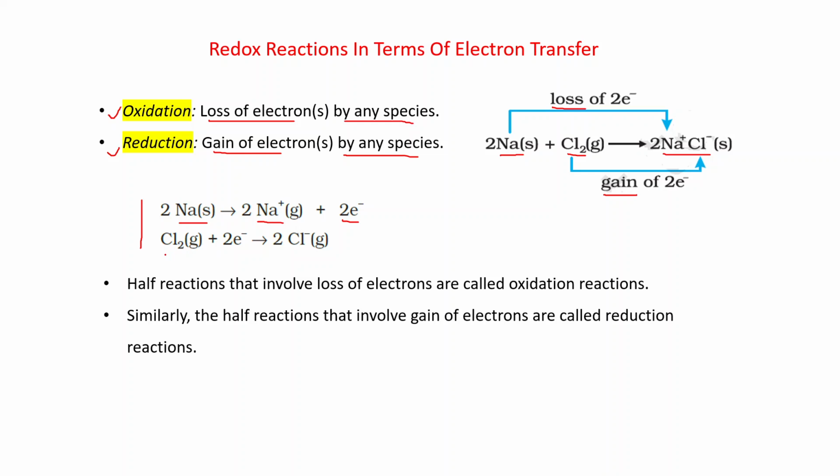Now Cl2 is a molecule and it comprises two chlorine atoms. So we can say each chlorine atom gains one electron to convert into Cl-. This is the oxidation half reaction and this is the reduction half reaction. So we can say half reactions that involve loss of electrons are called oxidation half reactions, or simply oxidation reactions. Similarly, the half reactions that involve gain of electrons are called reduction half reactions or reduction reactions.